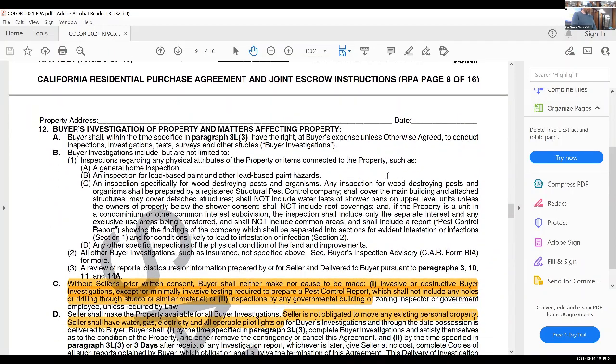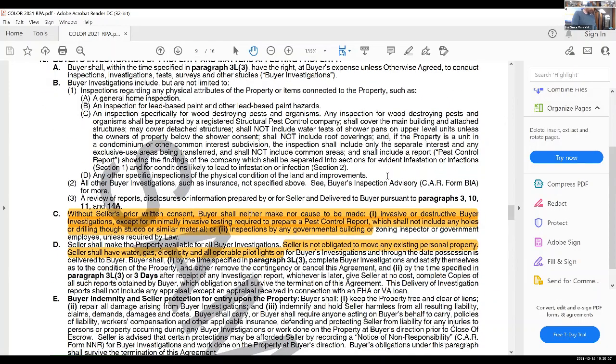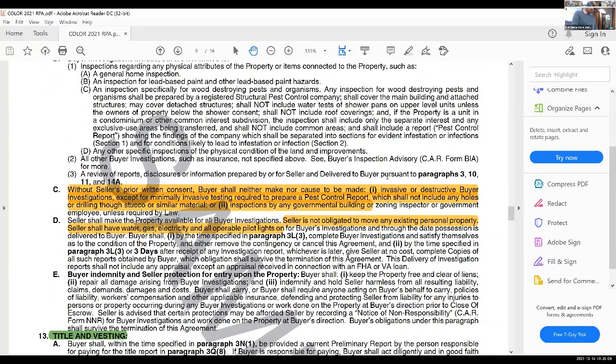All right, buyer must investigate the property, matters affecting the property. But understand that they investigate, they inspect the property to a degree. Right, but without the seller's prior written consent, the buyer shall neither make nor cause to be made invasive or destructive buyer investigations, except for minimally invasive testing required to prepare a pest control report, which shall not include any holes or drilling through stucco or similar materials. Inspection by any government building or zoning inspector or government employee unless required by law. So they can inspect to a degree, right? But they can't destroy the house to make sure that there's no termites. That'd be ludicrous.